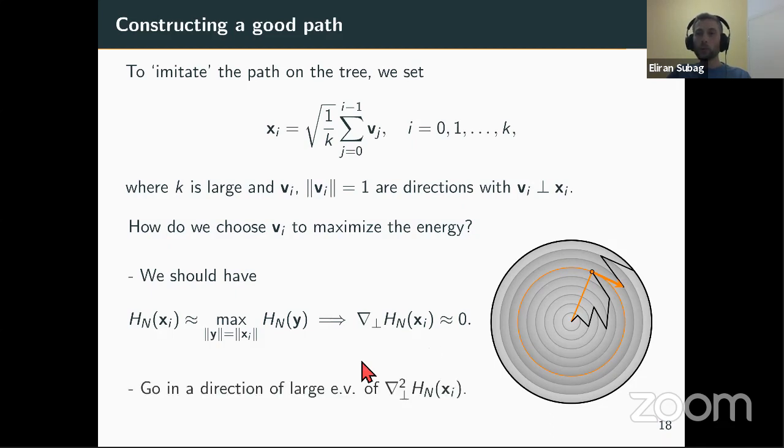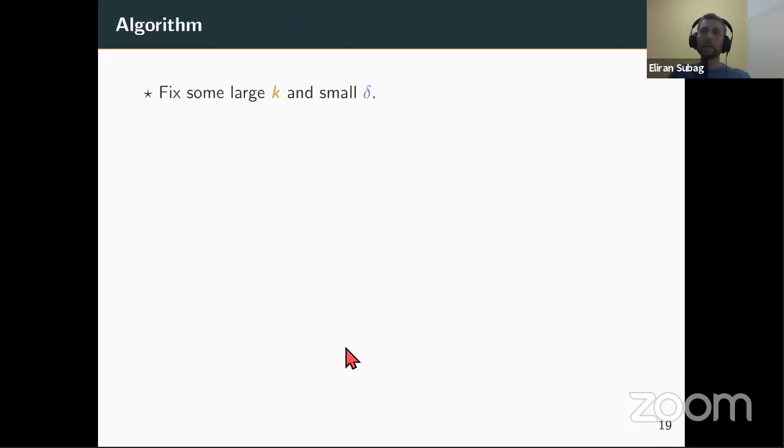And what I want to do is simply take the second order approximation. So choose a direction in the span of eigenvectors that correspond to the largest eigenvalues of the Hessian computed on the orthogonal space to your current position. This actually works. So precisely, the algorithm goes as follows.